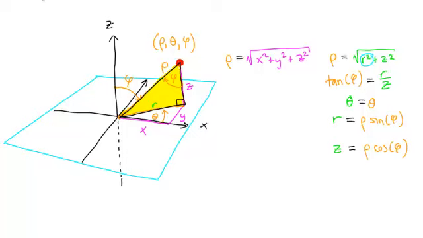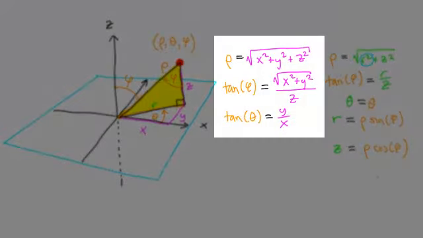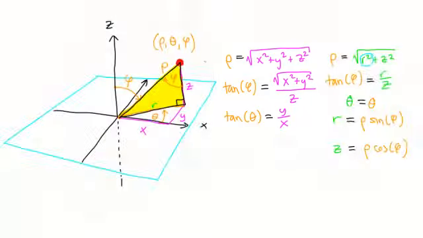Similarly, the second equation can be rewritten as tangent of phi equals the square root of x squared plus y squared over z. Finally, we also know the conversion formula for theta, namely tangent theta equals y over x. So these 3 equations allow us to convert from the purple rectangular coordinates into the orange cylindrical or spherical coordinates.